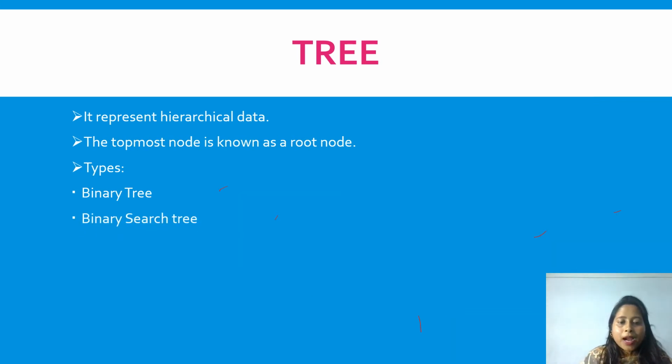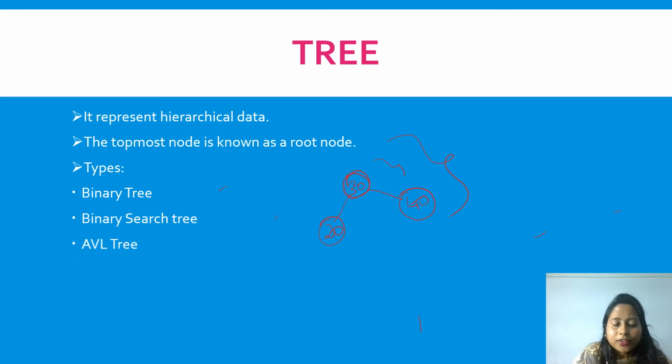Next is the binary search tree. Now in a binary search tree, this is the root node. The root node should be greater than the left child and it should be less than the right child. That means if I consider 30, then 20 should be its left child and 40 should be its right child. So this is a binary search tree where root should be greater than its left subtree and root should be less than its right subtree.